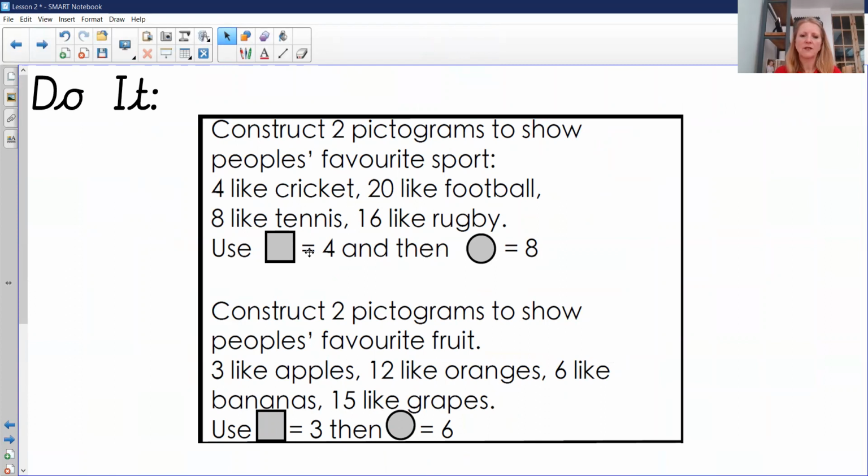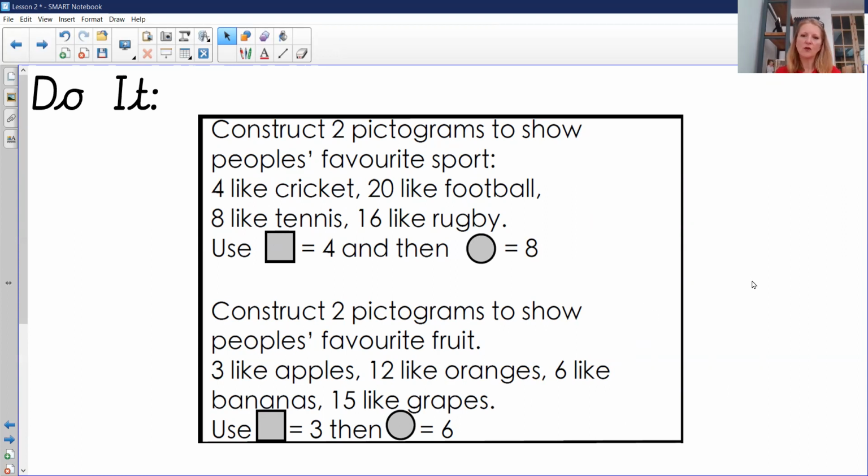So for cricket, if the square means 4, you would just use 1 square. How are you going to show 4 with the circle if a circle means 8? Okay, have a think about that one. And then the second part of the do it is to construct 2 pictograms to show people's favourite fruit. 3 like apples, 12 like oranges, 6 like bananas, and 15 like grapes.